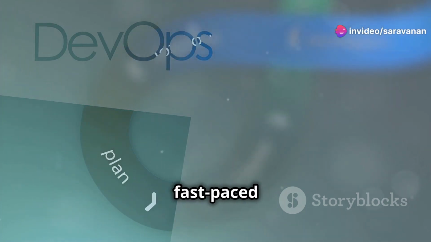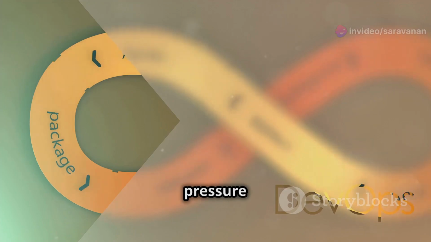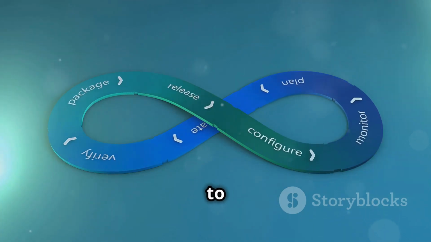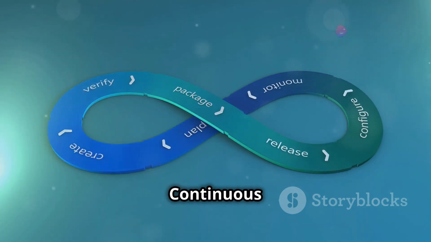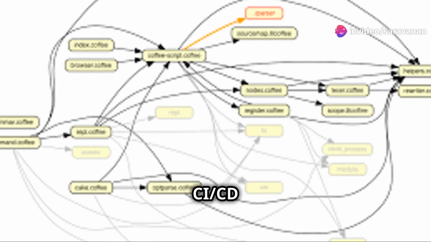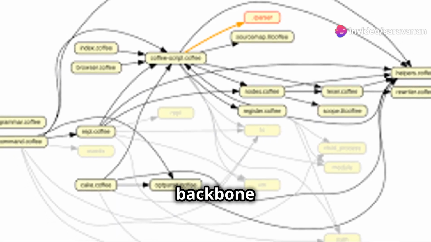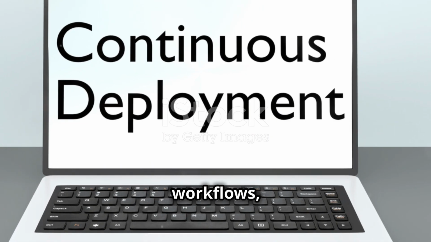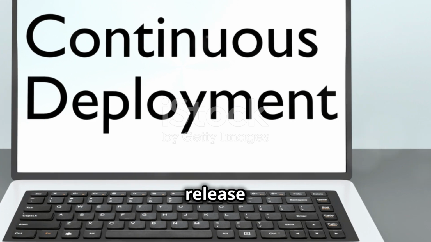In today's fast-paced software development landscape, speed and reliability are paramount. The pressure to deliver high-quality software at an unprecedented rate has led to the widespread adoption of continuous integration and continuous delivery, or CI/CD. CI/CD pipelines have become the backbone of modern software development, enabling teams to streamline their workflows, reduce errors, and accelerate release cycles.